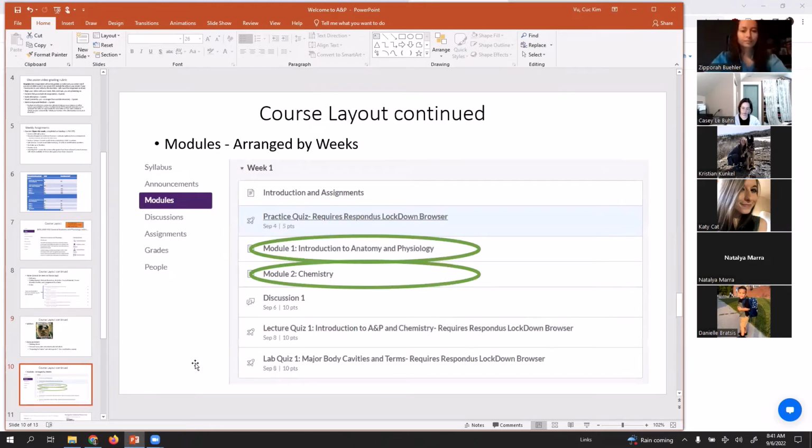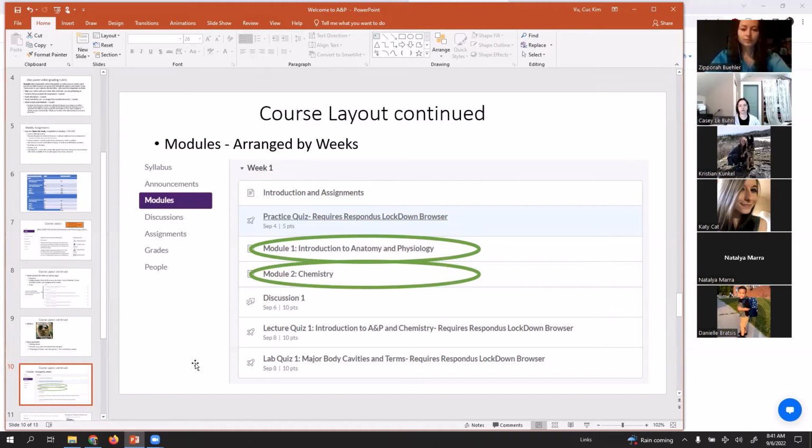So the course layout, the modules are arranged by week. You can see for week 1, we have introduction and assignments. You have the practice quiz that you need to take by Wednesday. For week 1, you are responsible for both module 1 and module 2. You'll do the discussion, that's your introduction, and then you'll have the lecture quiz and the lab quiz.